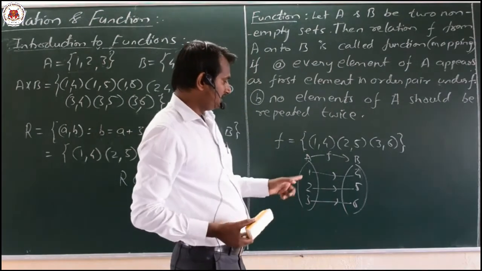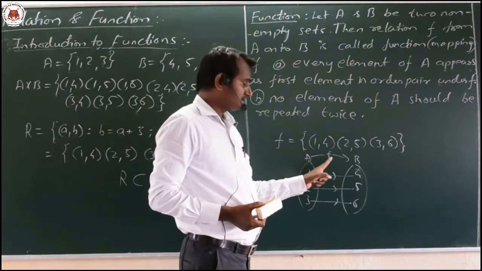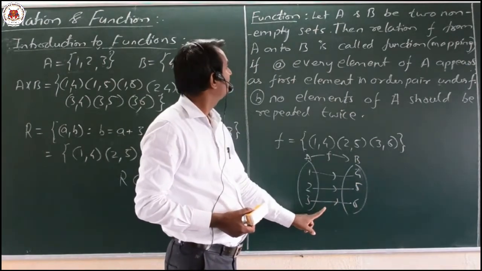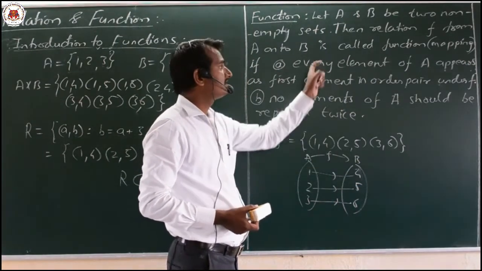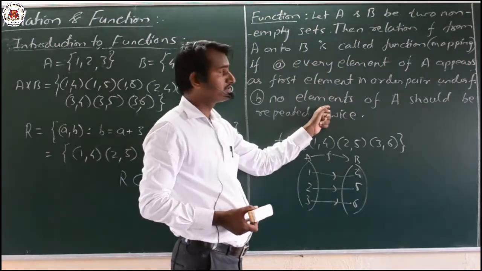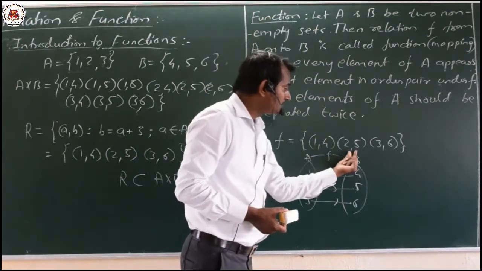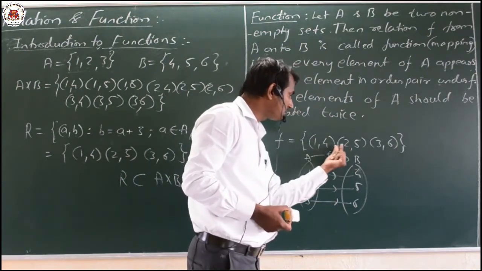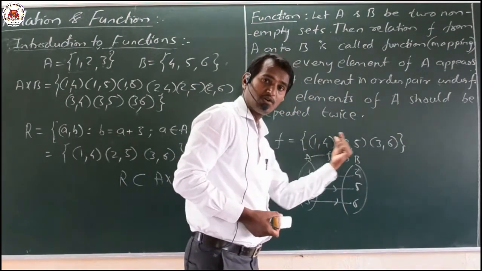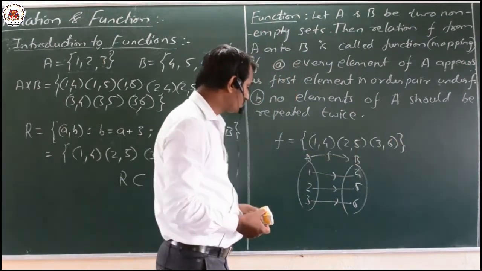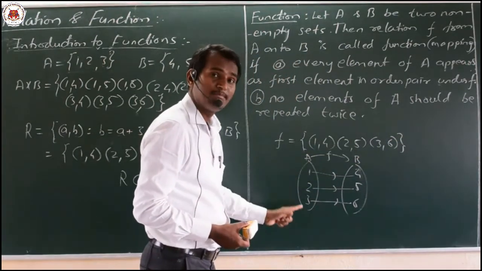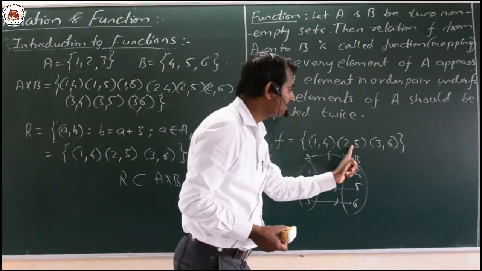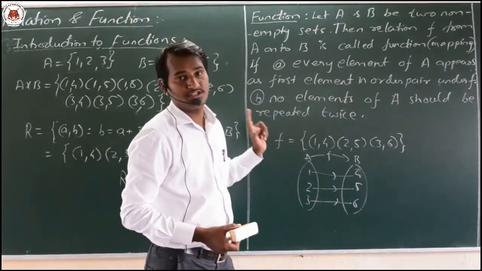Here this mapping, that is f from A to B, is said to be a function if it satisfies these two conditions. What are these two conditions? The first element of every ordered pair belongs to the set A. Set A means 1, 2, 3, it is the first element. Then only we say it is a function.